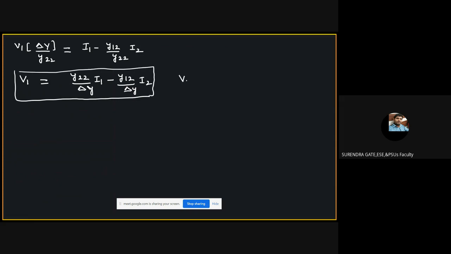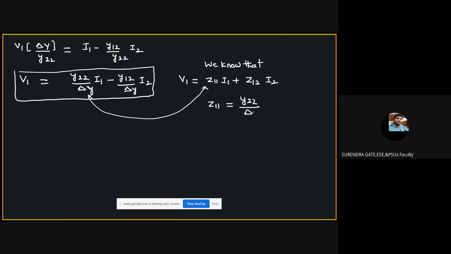But you know that V1 equal to Z11 I1 plus Z12 I2. This is, you know, because I want to write the Z parameters in terms of Y parameters. Now from this, what is the Z11? You tell the students. Then you compare these two. This indicates the Z11. Then Z11 equal to Y22 by delta Y. What is delta Y? That you know.